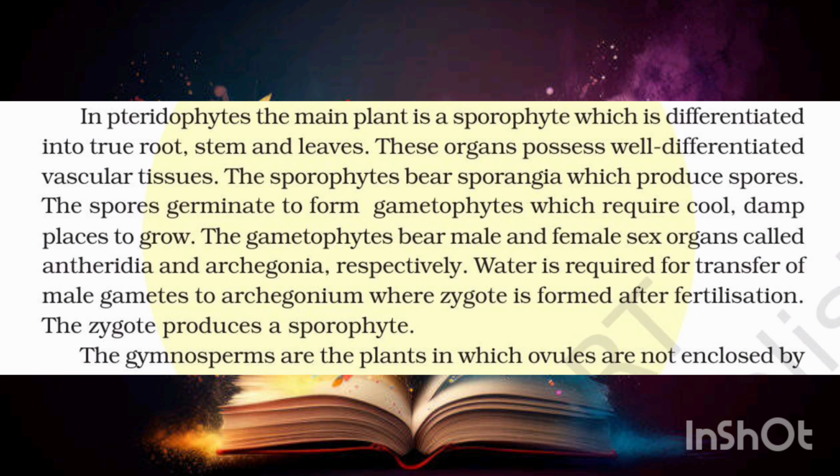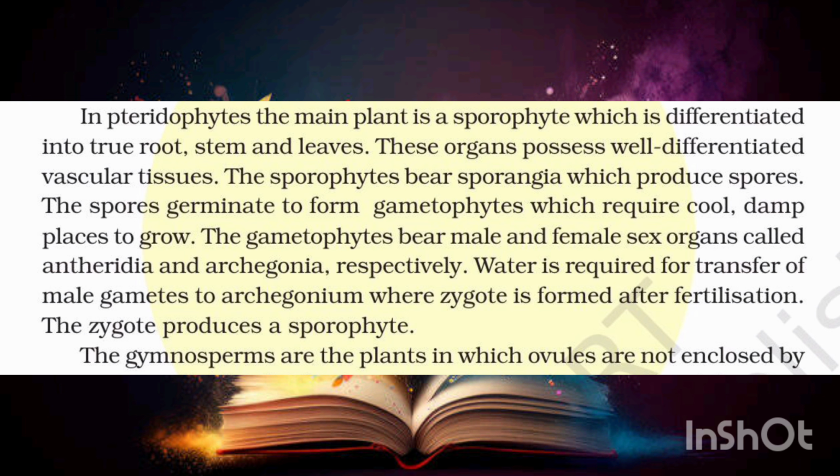In pteridophytes, the main plant is a sporophyte which is differentiated into true root, stem, and leaves. These organs possess well-differentiated vascular tissues. The sporophytes bear sporangia, which produce spores. The spores germinate to form gametophytes, which require cool, damp places to grow.